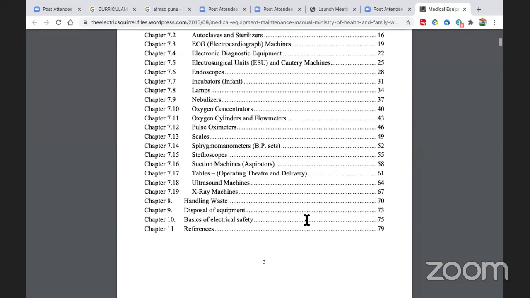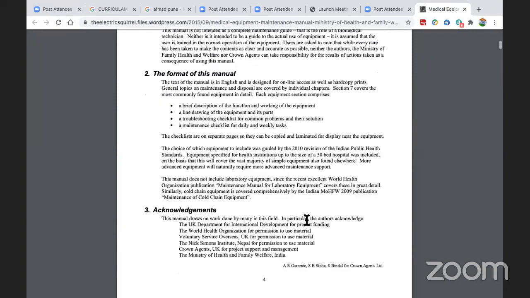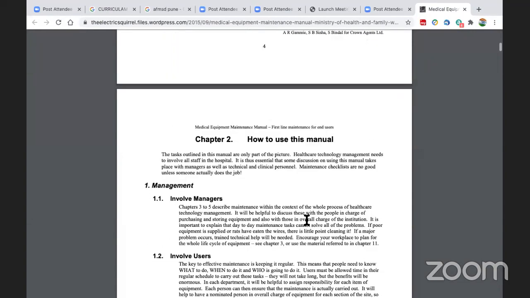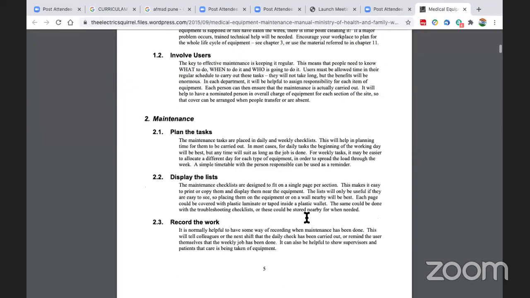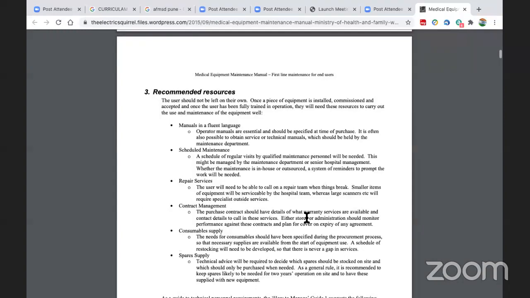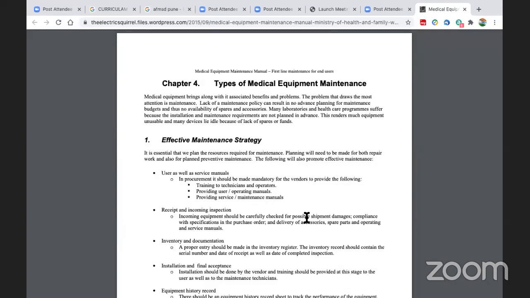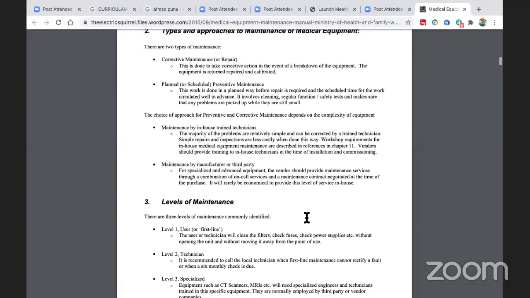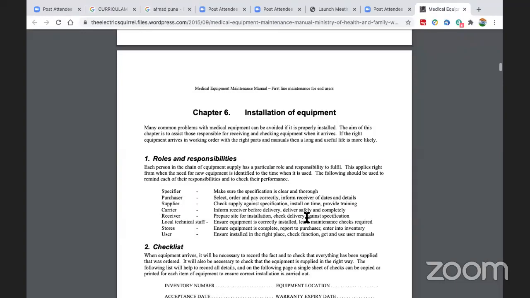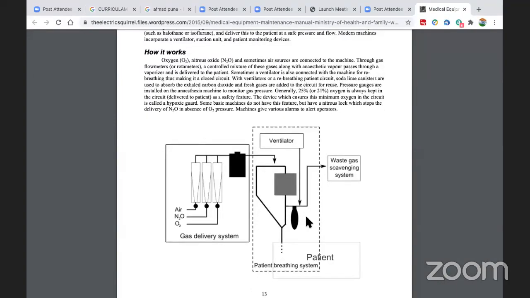You see everything: the purpose of this manual, the format of this manual, acknowledgement, management involvement. Look at this chain link. If you go down, types of medical equipment maintenance, this is devised by him. This is a group of engineers. So you can know everything, like the anesthesia gas machine. They say what the anesthesia gas machine is and what its function is. Download this manual.